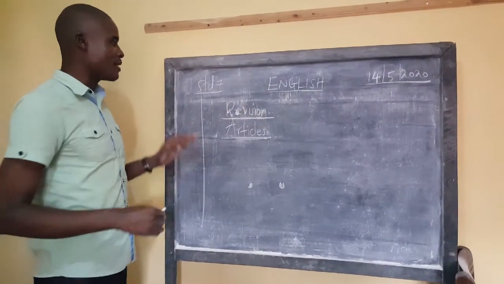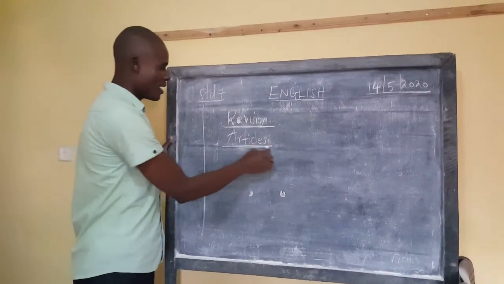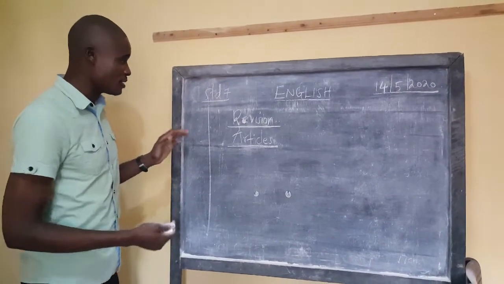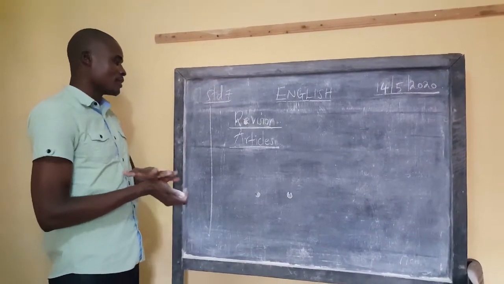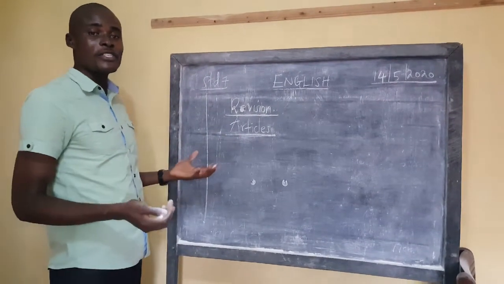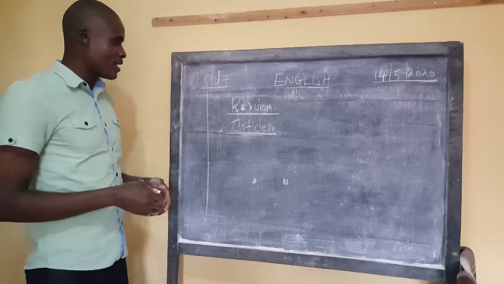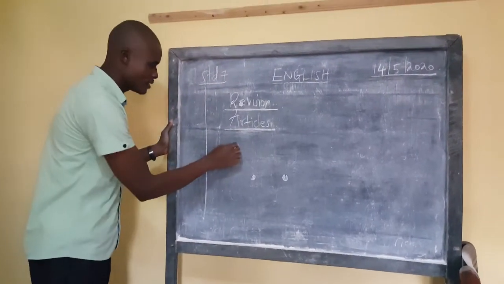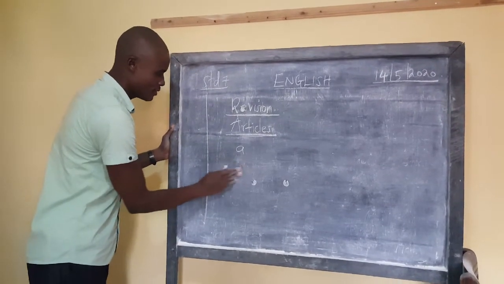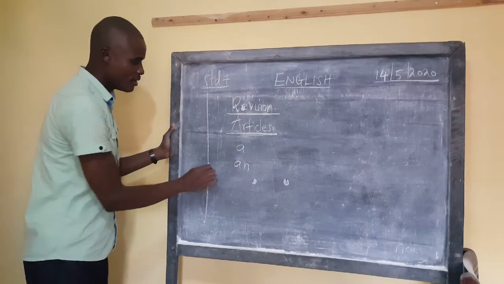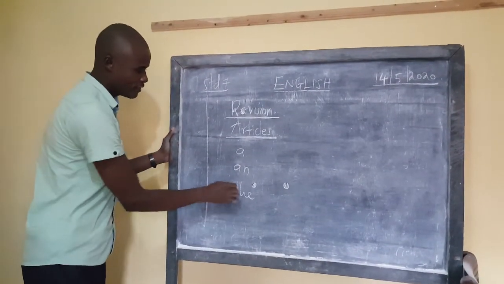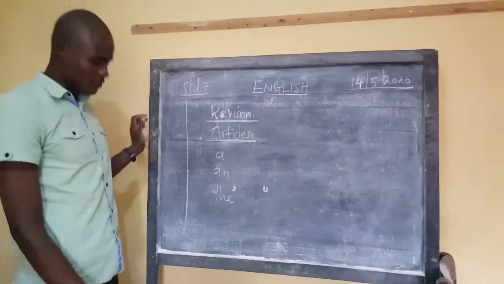So before we go to that, I want us to revise something small under articles. Articles are parts of speech that we have been doing all through since we started doing English in class 1 up to date. And I want us to revise the articles. There are normally only three: a, an, and the. By revising this, we shall go to our today's lesson.